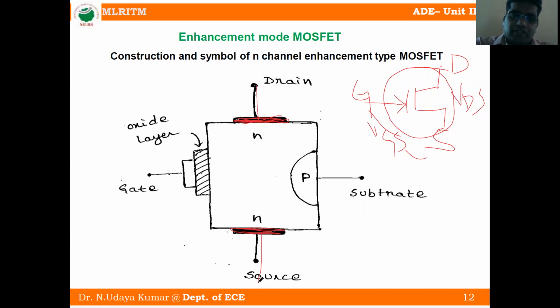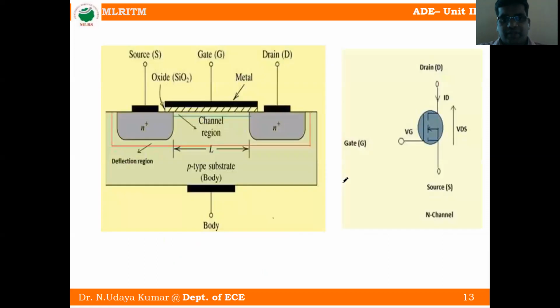Similarly, here also this is a metallic bar. This is the oxide layer, that is SiO2. It is an aluminum bar, and it is the gate terminal. The substrate is a P-type material. So this is the description of the N-channel enhancement MOSFET. Same thing we will see in a graphical way.